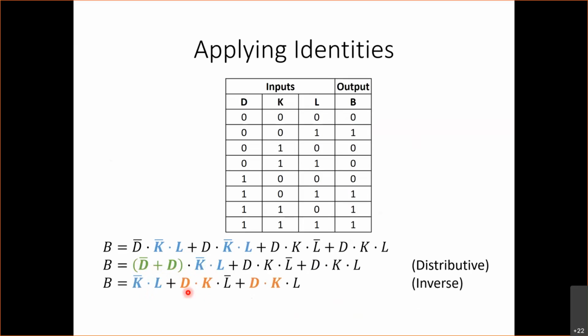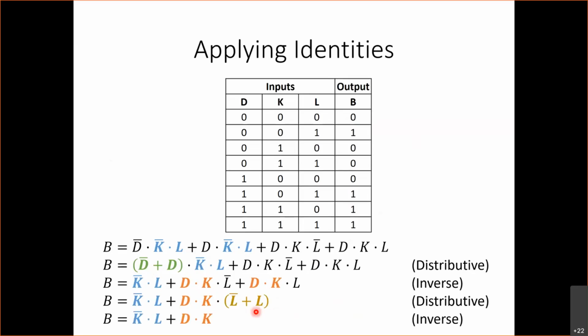And then after that, we realize that D and K is common across these two terms, right? So we can apply the distributive law again, exactly. And when we do that, we're left with not L or L. And here we can apply the inverse and identity law again, and we get D and K. So you'll notice that starting from the same equation, we apply different identities to get different simplifications of this equation.